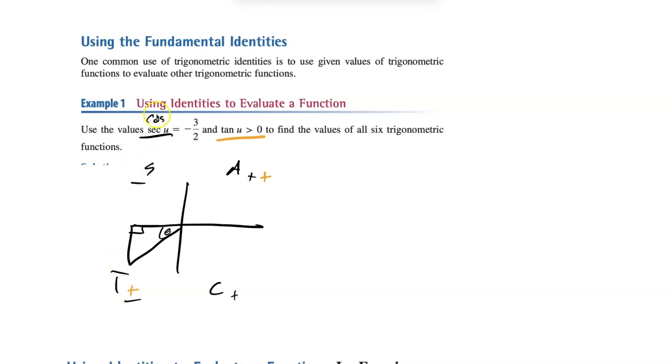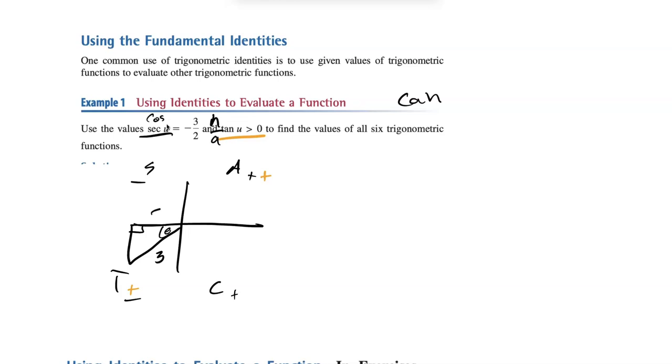Like that. We have secant, right? It's the opposite of cosine. So SOHCAHTOA, the opposite: secant would be H over A. So that means my hypotenuse is 3 and my adjacent is 2. And the 2 would get the negative because the hypotenuse is always positive. Also, you're going to the left.